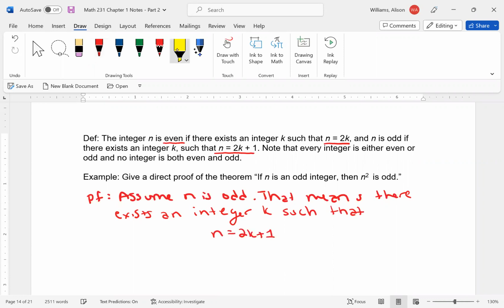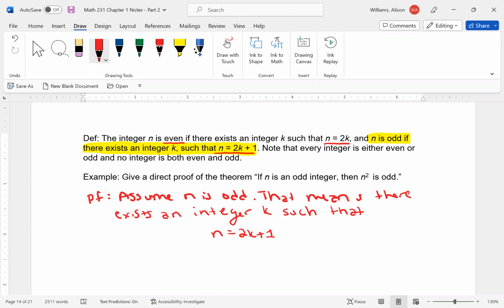I'm basically just using the statement up here from n equals odd. There exists a k such that, okay, I literally use that statement. I just use the definition of odd. Okay, cool. So that's the information I know. Now we're trying to show that when you square n, you get an odd number.